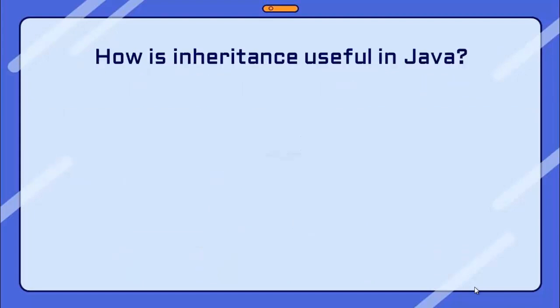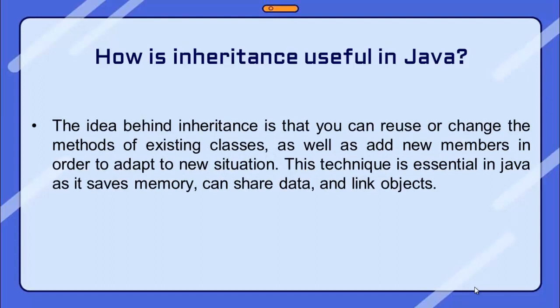How is inheritance useful in Java? The idea behind inheritance is that you can reuse or change the methods of an existing class, as well as add new members in order to adapt to a new situation. This technique is essential in Java, and it saves memory. It can share data and link objects.